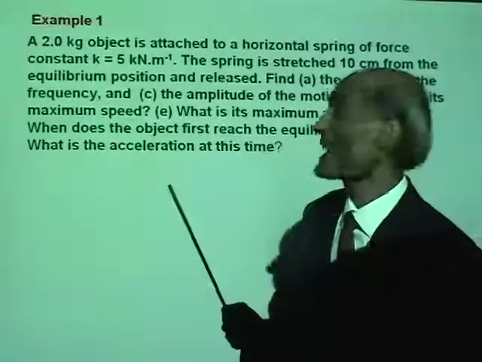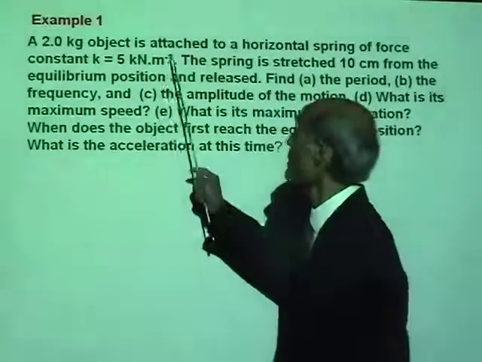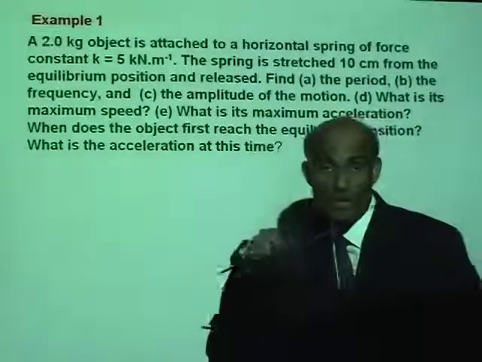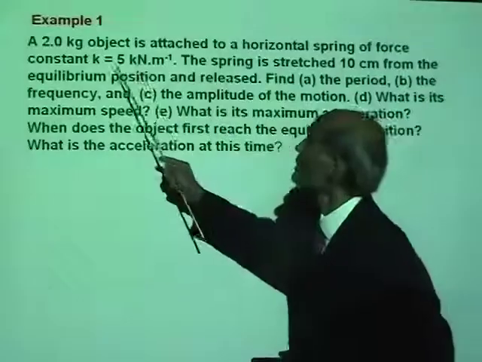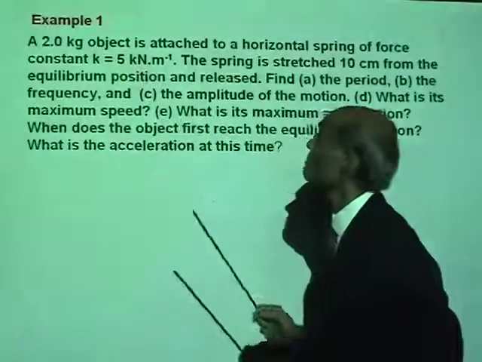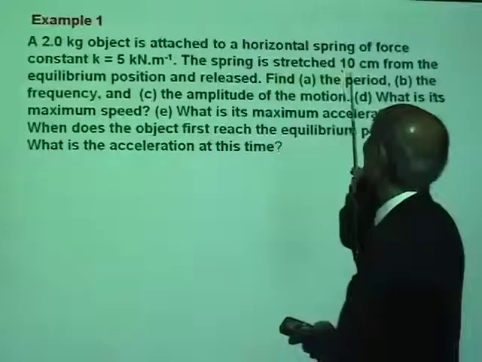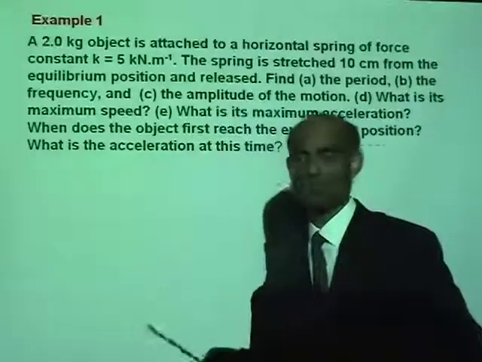So, all these equations will be useful as we go on to solve problems. Alright, let's do example 1. A 2 kilogram object is attached to a horizontal spring. So this time the spring oscillates horizontally. The spring constant k equals 5 Newton per meter. The spring is stretched 10 centimeter from the equilibrium position and released.